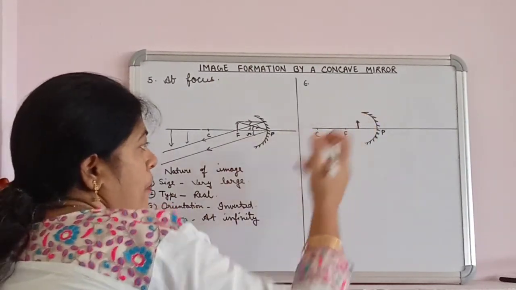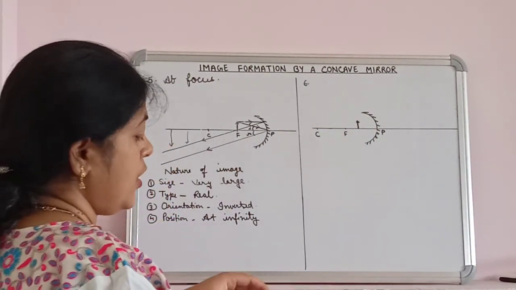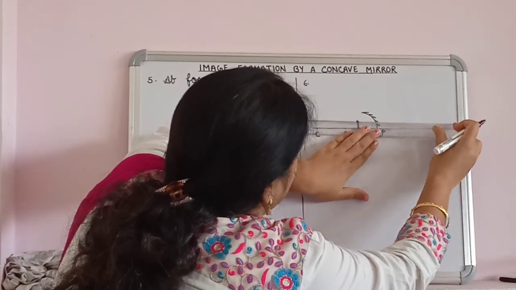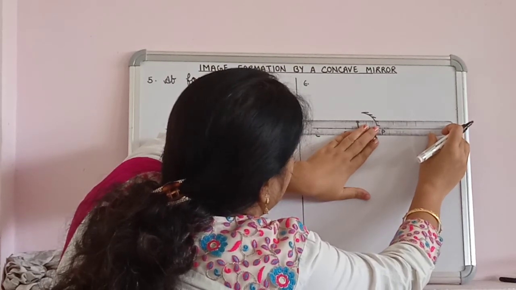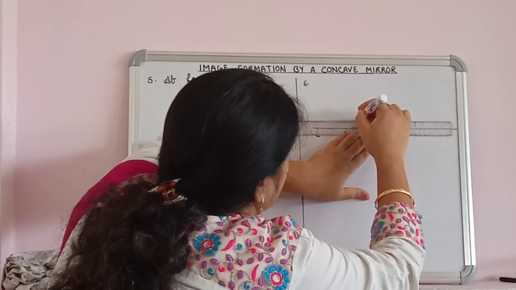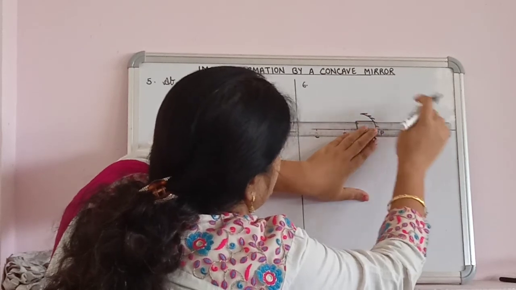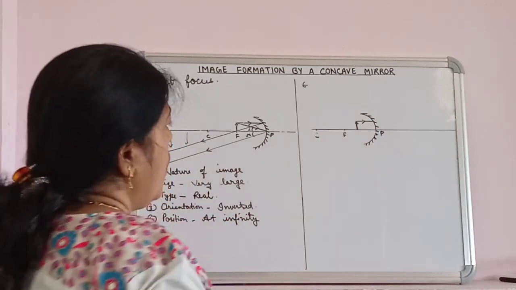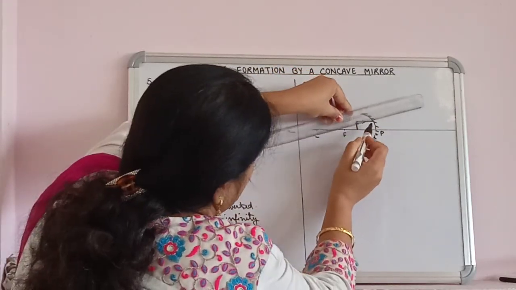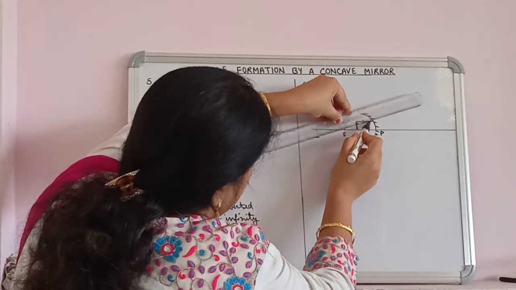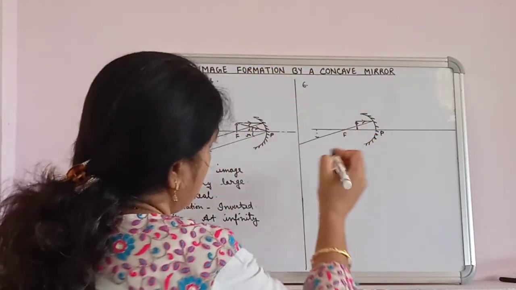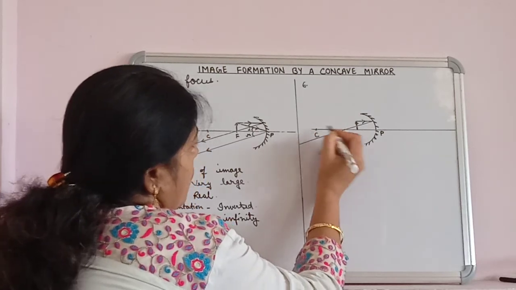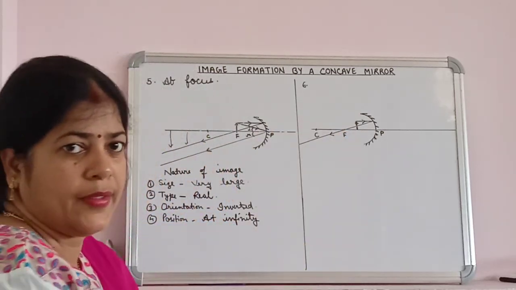So again we'll apply the special rays. The first ray that we most often apply, that is the ray of light parallel to the principal axis, like this, will pass through the focus after reflection. This is the center of curvature. So we have applied the first one.